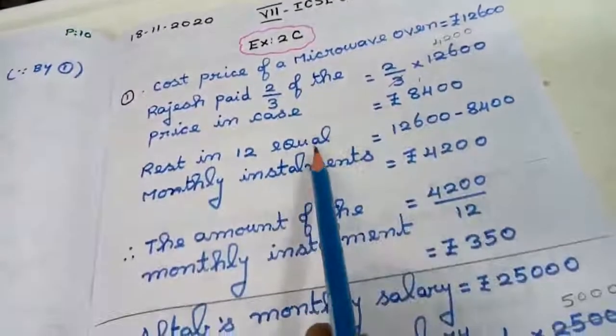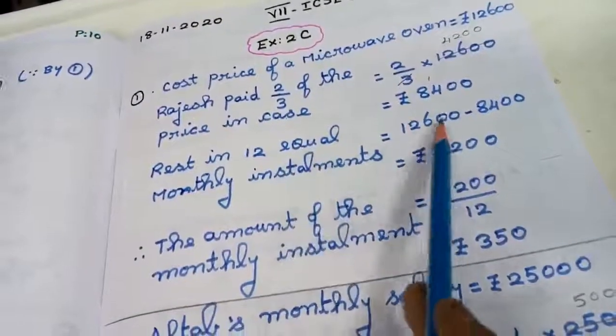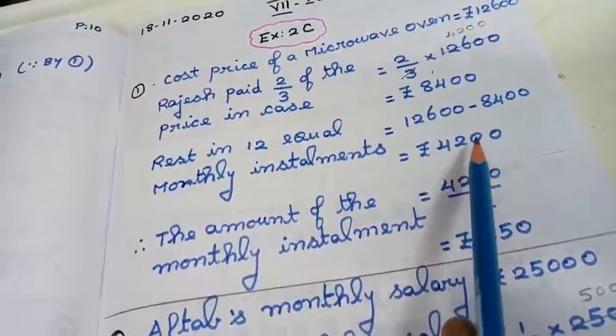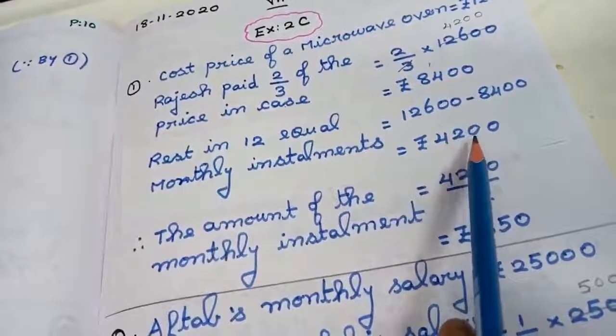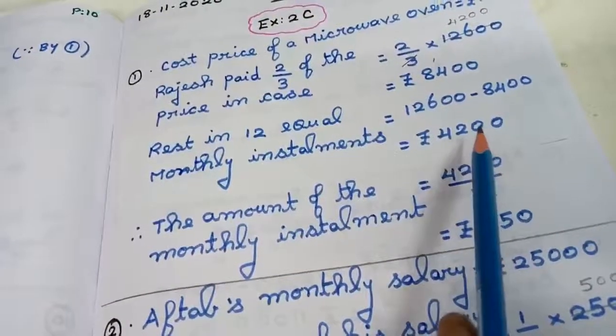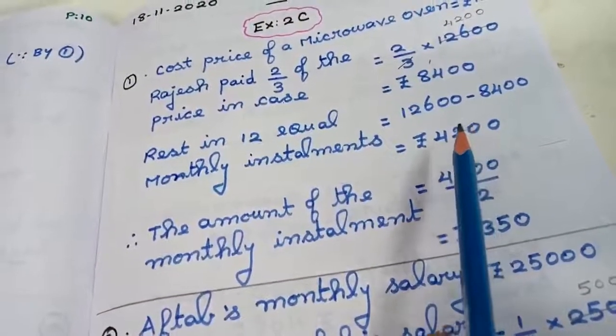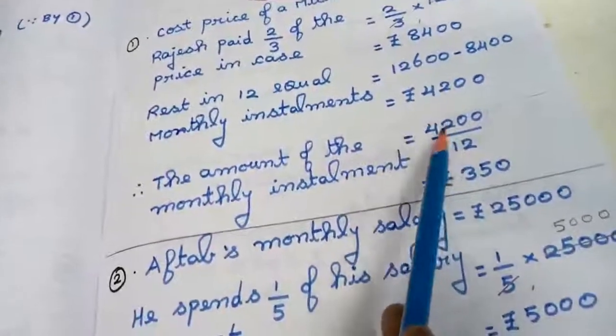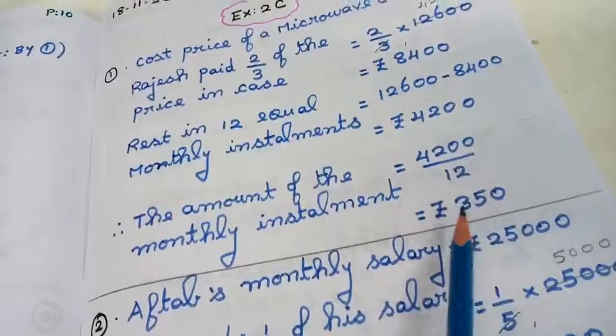So what is the remaining amount he has to pay? We are going to subtract from the original amount. After subtracting, 4,200 rupees is the remaining amount he must pay for the microwave oven. He is paying in 12 equal installments, so take this 4,200, divide by 12, 350.